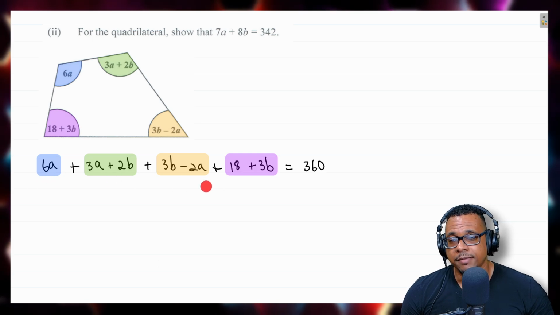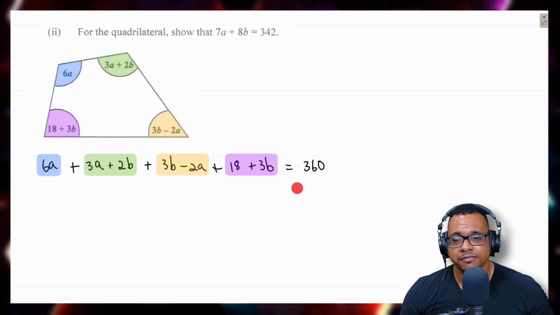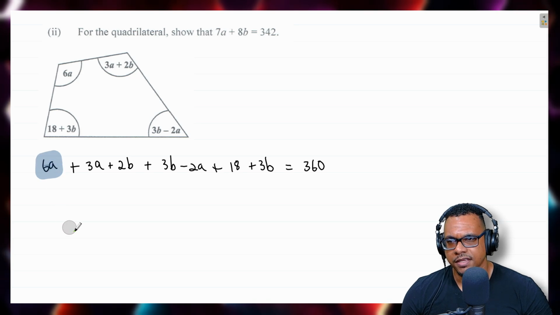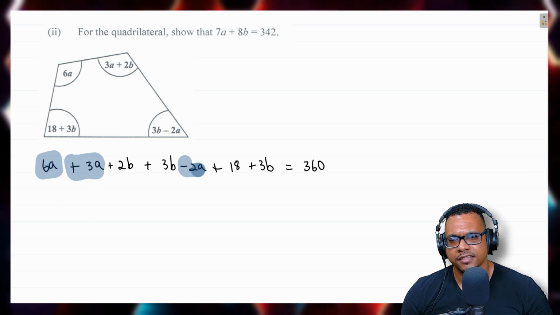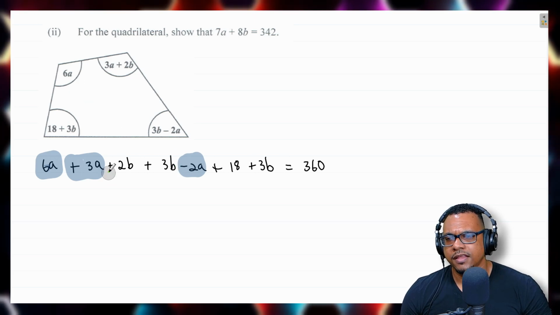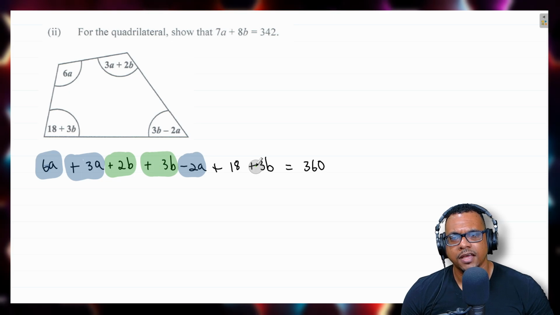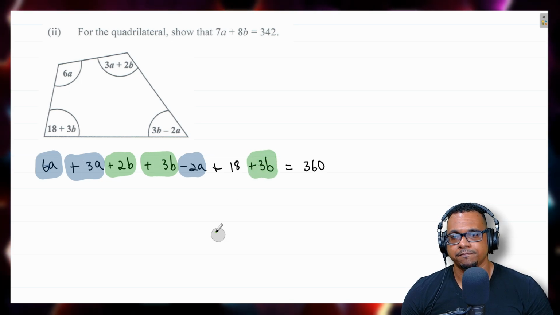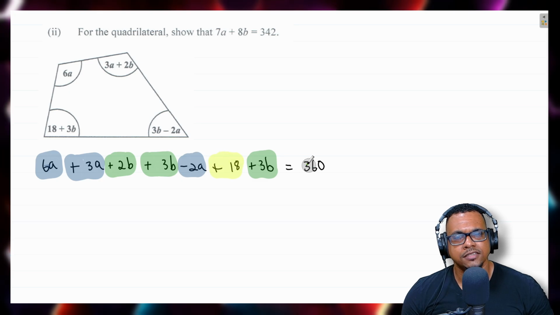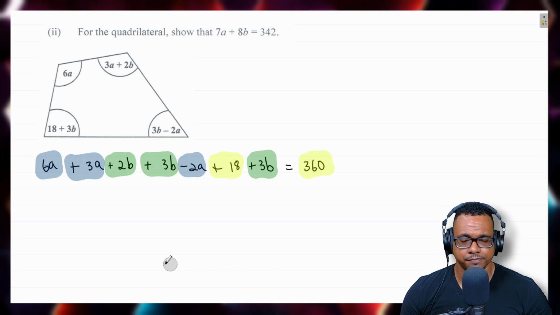So again, I'll highlight my like terms, bring them together, simplify, and see what we get. So we have positive 6a here, we have positive 3a here, and here we have negative 2a. And that's it for the a's. Then I have positive 2b here, positive 3b, and positive 3b here again. And then for my constants, I have positive 18 and this positive 360.